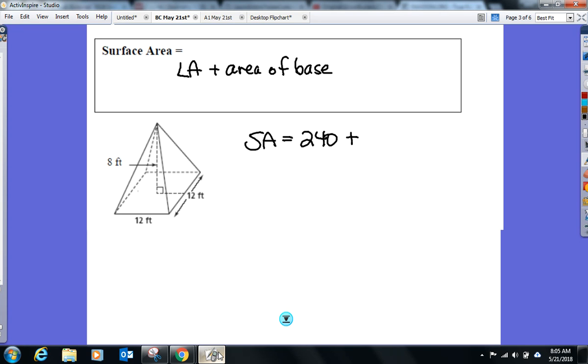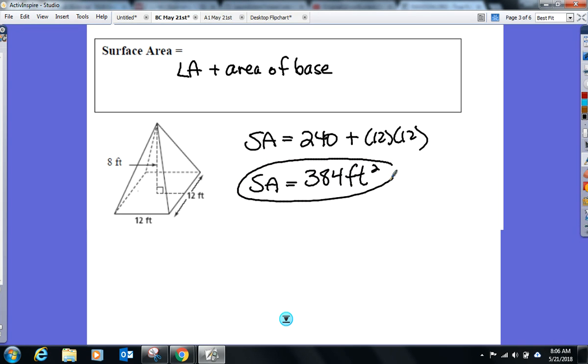Which would be what in this case? 12 by 12, square base. So my surface area, 384 square feet. Questions? All right.